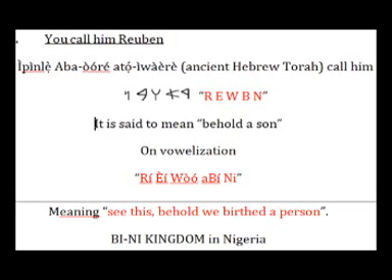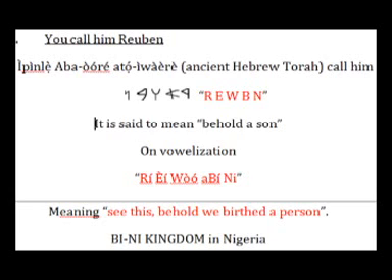So on vowelization, this is what we have: Ri Ei Wo Abini. It could also be Ri Ei Wo Ibini. Now, for what we have used here, it means see this, behold, we have begotten a son. The same meaning. The meaning is kept. And as we have seen before in the first video that was released, you can see that all these things, adding vowels, bring out Yoruba words that keep the exact meaning, even more refined meaning than what is said in the Hebrew dictionary.